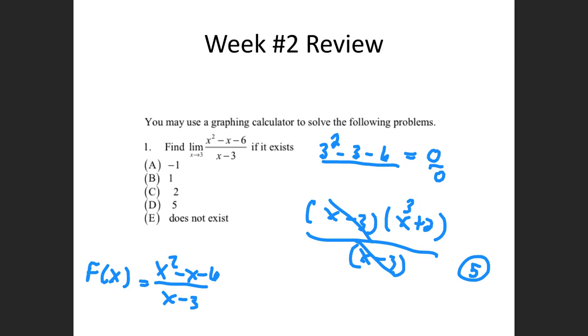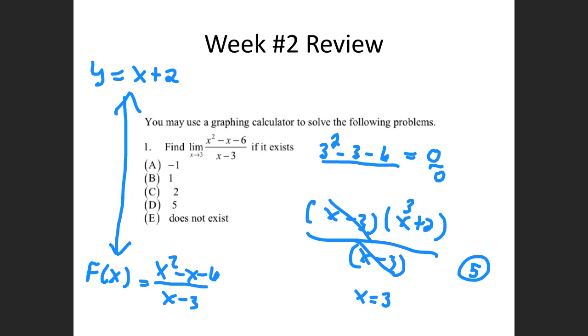Let me ask you another question. Can you graph this? If I asked you to graph y is equal to x plus 2, could you do that? Yes? Okay. These two graphs are exactly the same, except when x equals 3. When x equals 3, there is a hole in the graph.